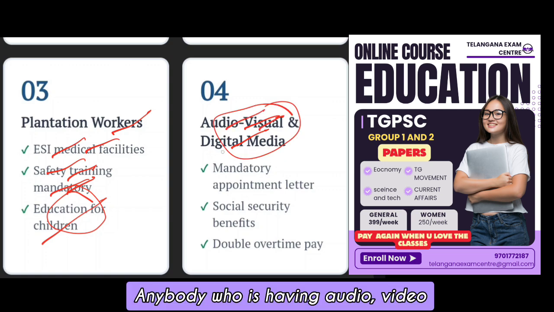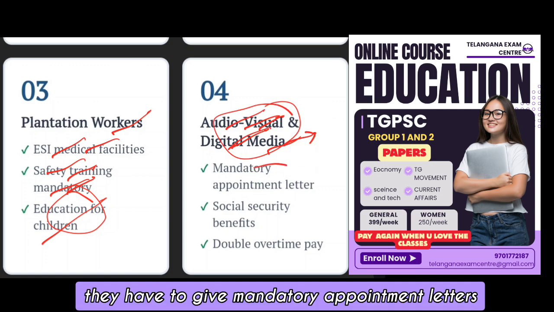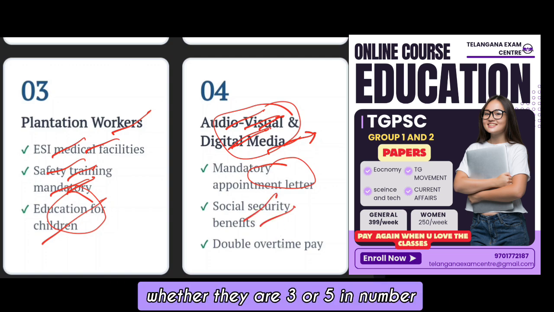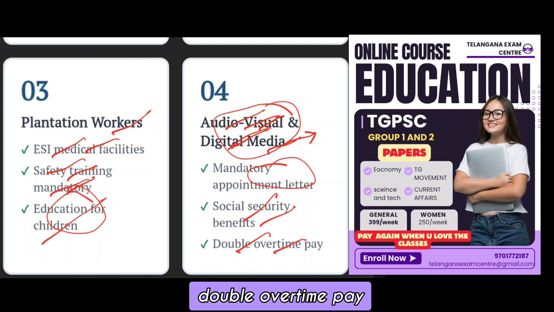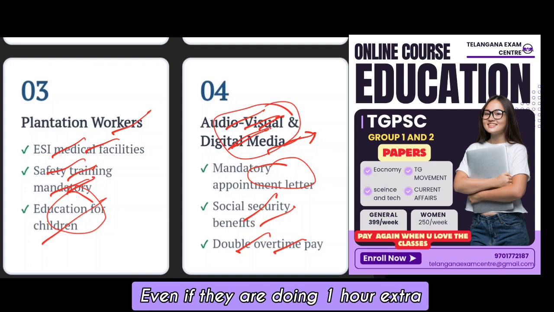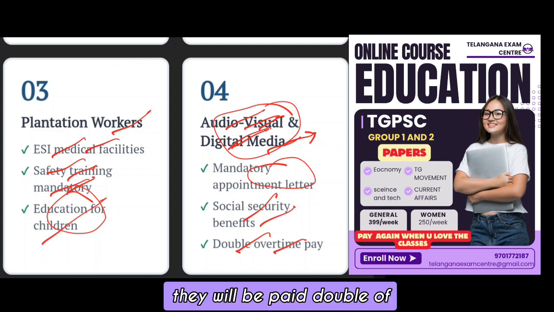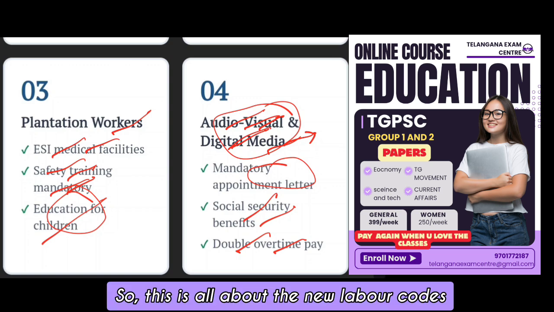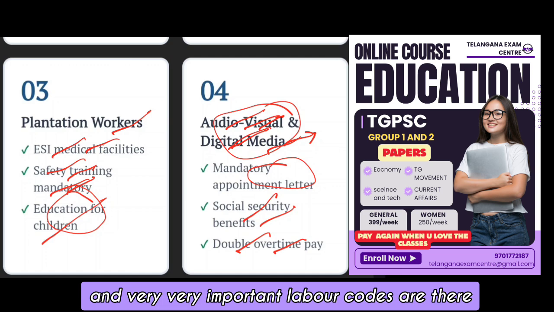Audio visual digital media: anybody who has an audio, visual, digital media kind of company has to give mandatory appointment letters. Social security benefits should be given to all the employees who are working, whether they are 3 or 5 in number. Double overtime pay: even if they are doing 1 hour extra, then that 1 hour they will be paid double of what they generally pay for their working hour. So this is all about the new labor codes, and very important labor codes are there.